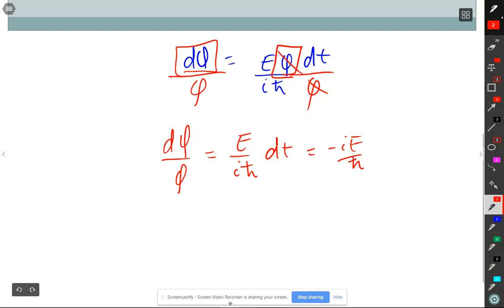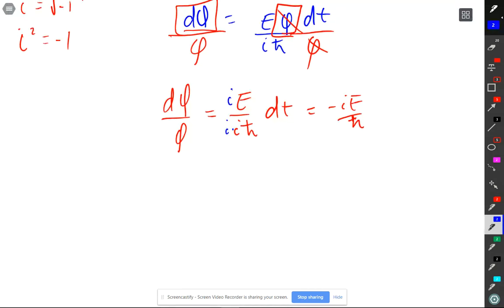Because we don't like to have the imaginary number in the denominator, we like it in the numerator. And because i is equal to the square root of -1, that's the definition of the imaginary number i, then i squared equals -1. So if I multiply top and bottom here by i, on the bottom I have i squared, which is -1. That's how I have minus i. So now when we look at this, I of course forgot to write my last thing, dt.